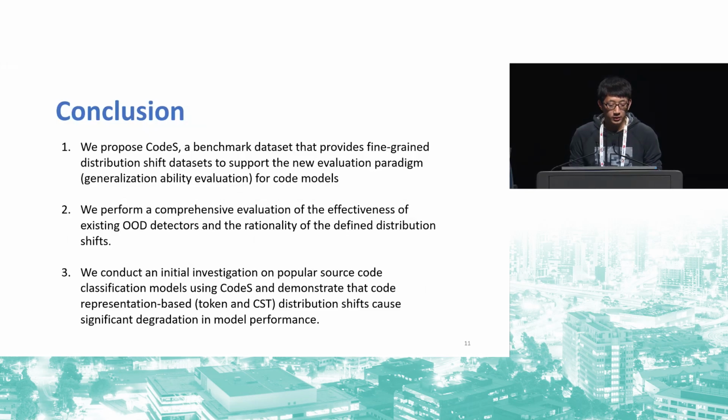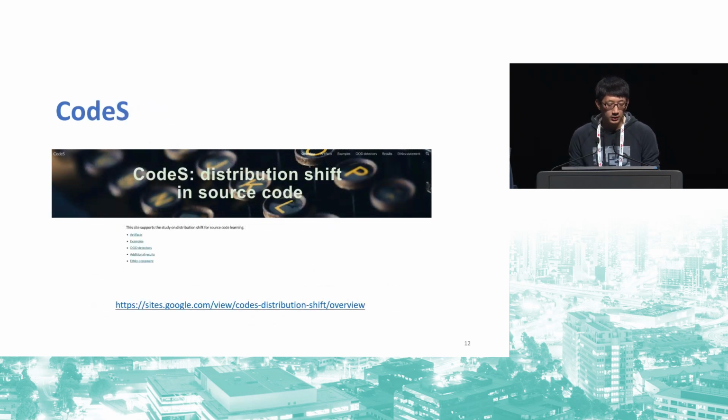In conclusion, we propose CodeS as the first benchmark dataset that provides a fine-grained distribution shift dataset to support the new evaluation paradigm for code models. We perform the evaluation of the effectiveness of existing OOD detectors and the reliability of our distribution shifts. Also, we evaluate the generalization of code models based on our datasets and reveal the problems of the existing code models. And yes, we provide our dataset online, and we welcome you to use it and also contribute to it. Thanks.